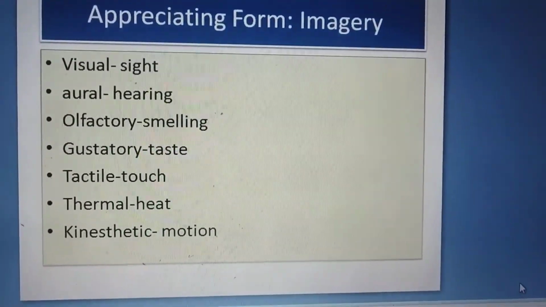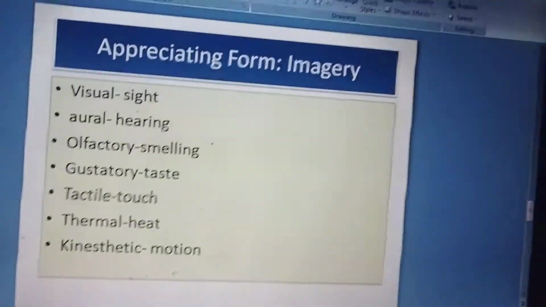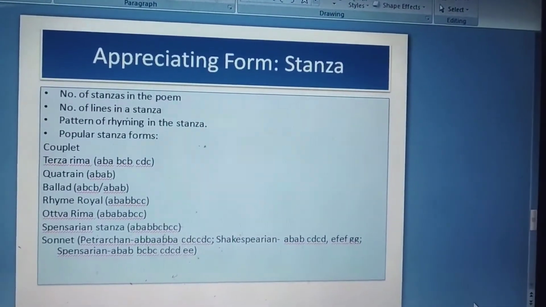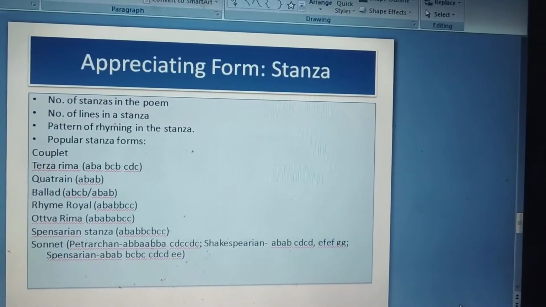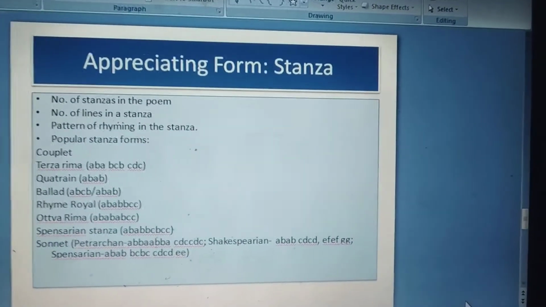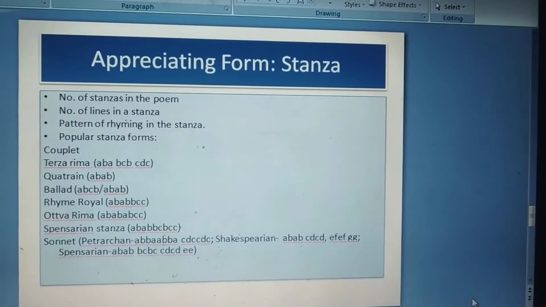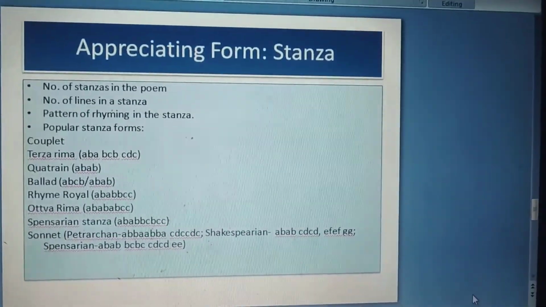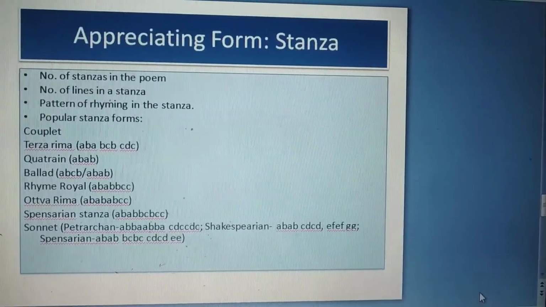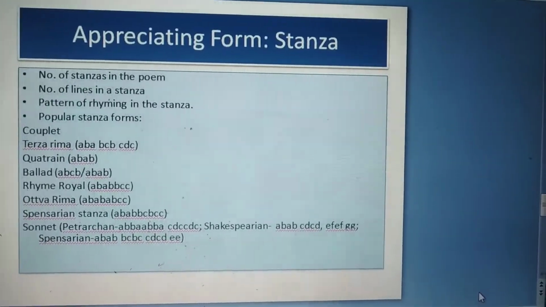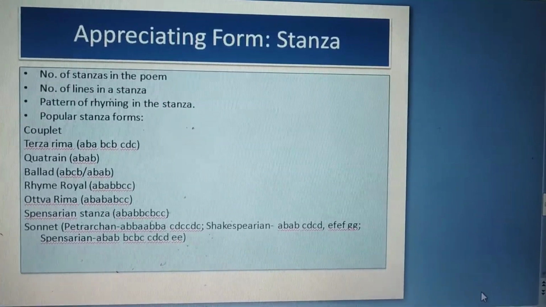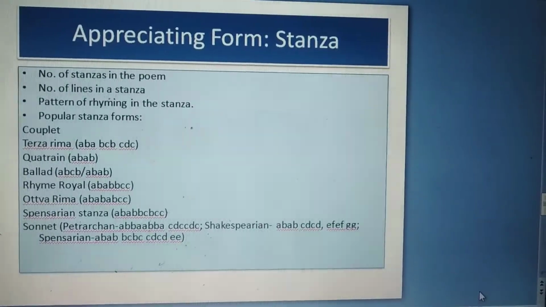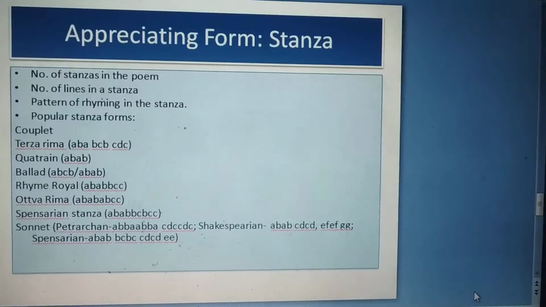So when we have taken up images, we can proceed and we come to appreciating the stanza form. So we can count the number of stanzas in the poem. Then we can also count the number of lines in a stanza. Then we can examine the pattern of rhyming in the stanza.